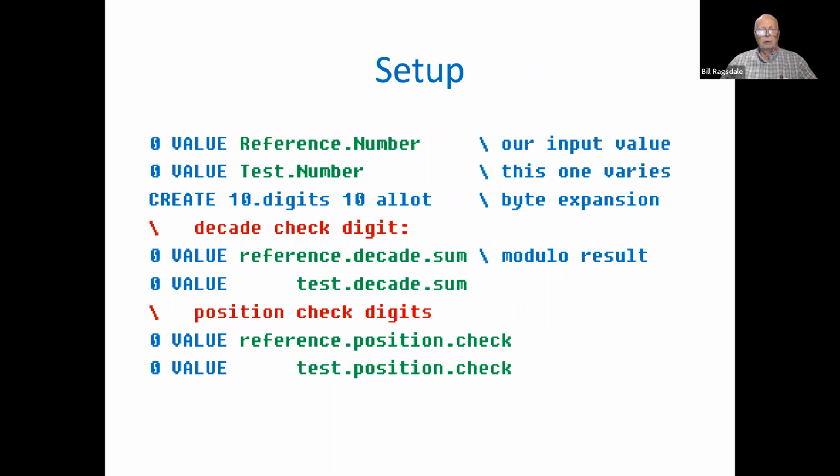Here's our forth setup. We defined a couple of values at the beginning. The first one is the reference number, which is the original correct number. And then the test number is one that has been read, but possibly would have an error in it. The 10 dot digits is the workspace for our 10 bytes of a decomposed number. We then have our reference data for a decade, the decade for reference, and also the test decade. These are the checksums for the corresponding reference and test number. And then secondly, we will have a position check, so we have two check digits for the position check.